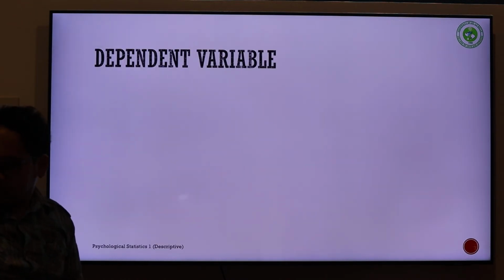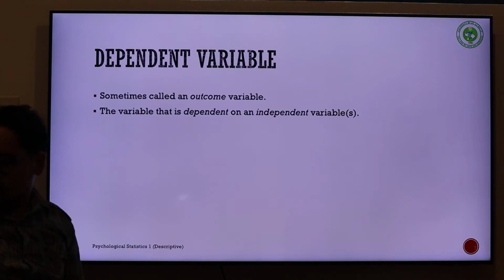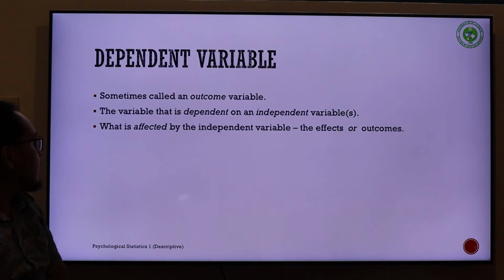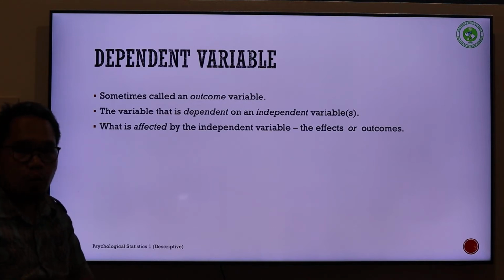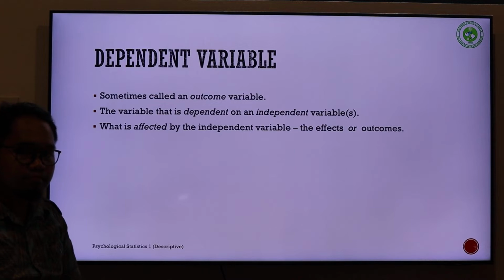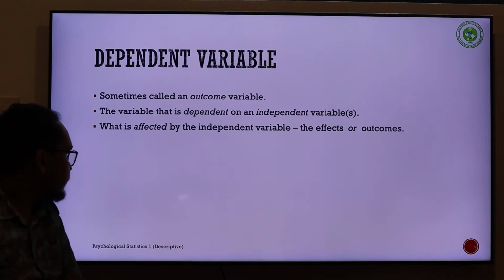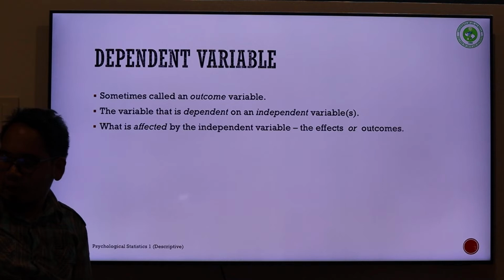For the other side, we have the dependent variables, also called the outcome variables. It is the variable that is dependent on what we manipulate, on what we cause the independent variables to work on. This is what is affected. The dependent variable is the one which is affected by the independent variable. These are the effects or the outcomes.